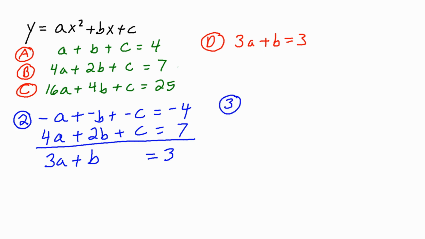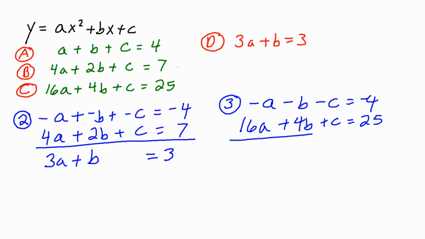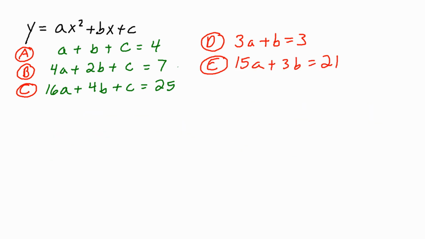Then I'm going to use my equation A again, multiplied by the -1. And this time add to that equation C, which is 16a plus 4b plus c equals 25. Negative a plus 16a is 15a. Negative b plus 4b is a positive 3b. The c's cancel, and negative 4 plus 25 is 21. And that's going to be our equation E.